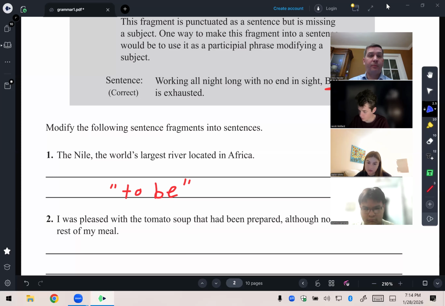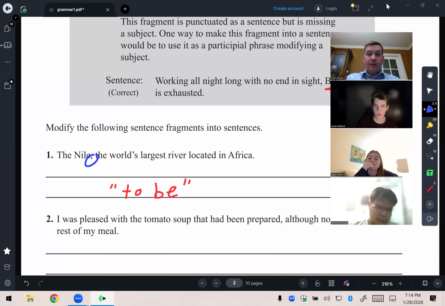Where does the comma go? Whenever we have a non-essential clause, we open it with a comma, we close with a comma, right? Sailor, you don't have to raise your hand. You could just unmute yourself and tell us. After Africa? Not that far. After anyone else, we open it with a comma: the Nile, comma. I'll try to pause where it is. The Nile, the world's largest river, and then we're also missing a verb. So it would go after river. Yeah, it could. That's where it goes. You're totally right. And then we're missing the to be verb.